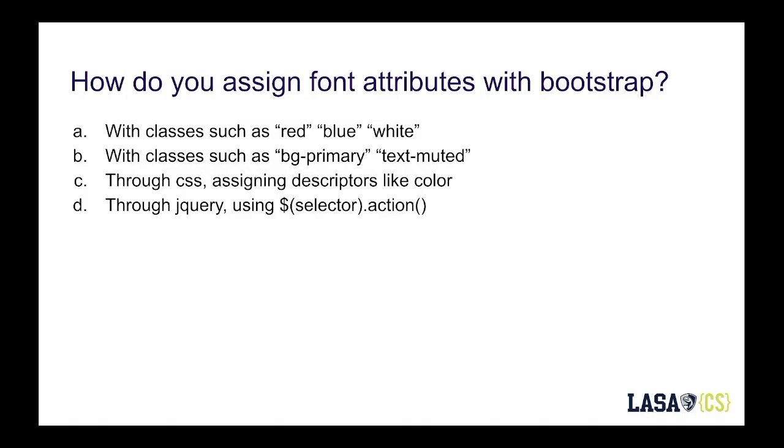Okay. Here's the question. How do you assign font attributes with Bootstrap? A, with classes such as red, blue, white. B, with classes such as BG primary, text muted. C, through CSS, assigning descriptors like color. And D, through jQuery, using $selector.action. And remember, the keyword is with Bootstrap. So the correct answer would be B.